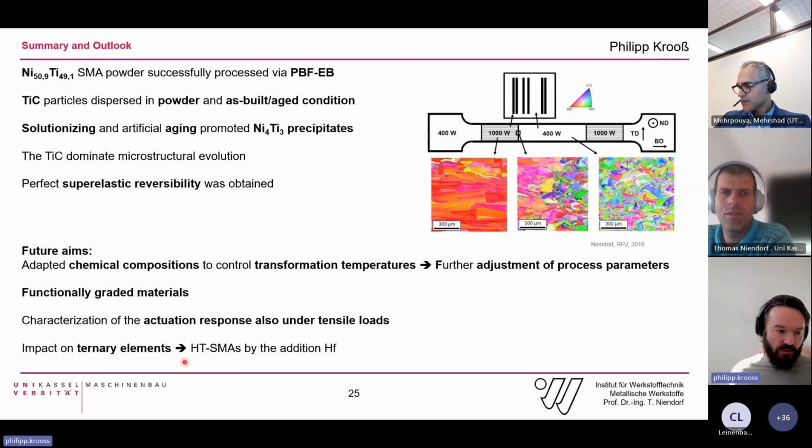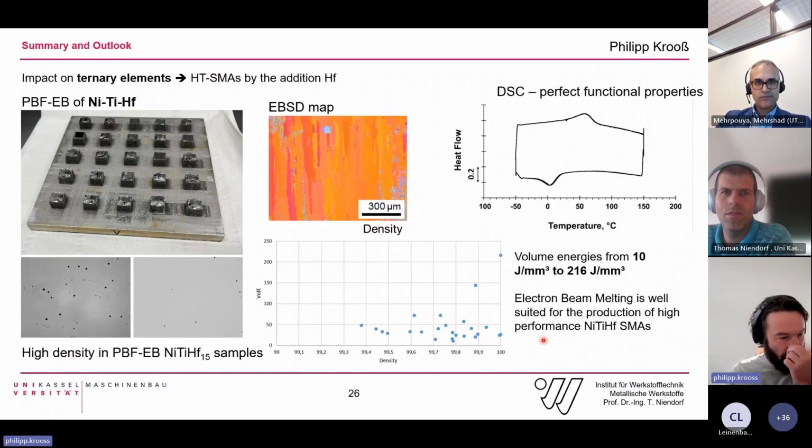And we have already started adding some ternary elements, so going for the high temperature SMAs by addition of hafnium. And this is just what I wanted to show briefly. This is a paper we are currently writing.